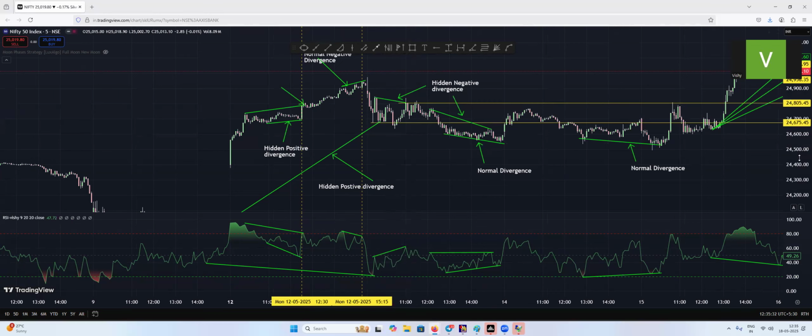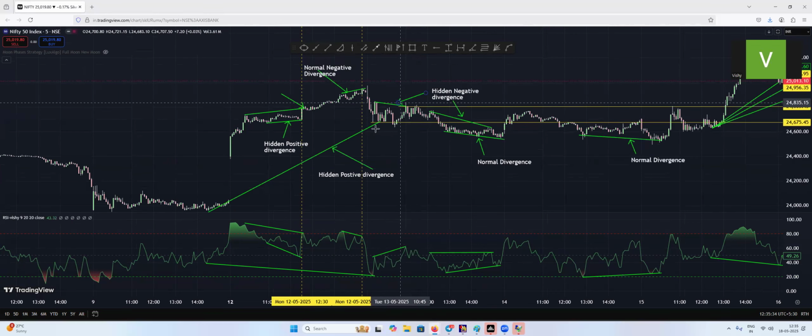normal negative. Okay, before that there was a lower signal. When the price showed a normal negative divergence here, price came down, and the RSI came down here. After the price fell from here, RSI came down, and you see it formed a hidden positive divergence here. So it was supposed to go up, right? And it went up as well.